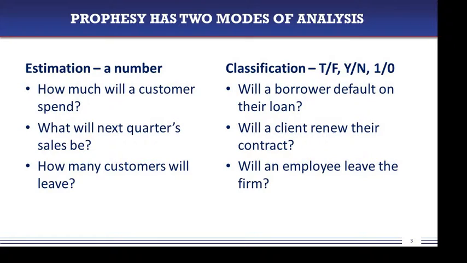Prophecy performs two types of analysis: estimation and classification. Estimation is a quantitative prediction. The outcome is a number. Classification predicts whether anything belongs to a defined category. The outcome is a true, false, or yes/no answer.